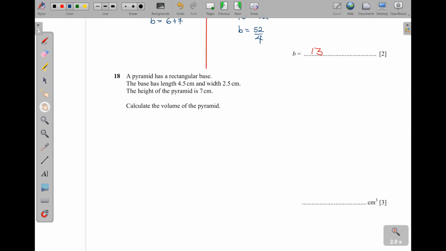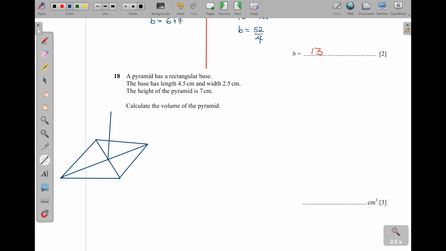Number 18, a pyramid has a rectangular base. The base has the length 4.5 centimeters and the width 2.5 centimeters. If you are seated on a table, you can see it has 4 sides which are rectangular. So you can get a string and you connect on one side, on all the sides, okay? Then you join the strings here in the middle of that table. So it is going to be where these diagonals meet is the center of that pyramid.